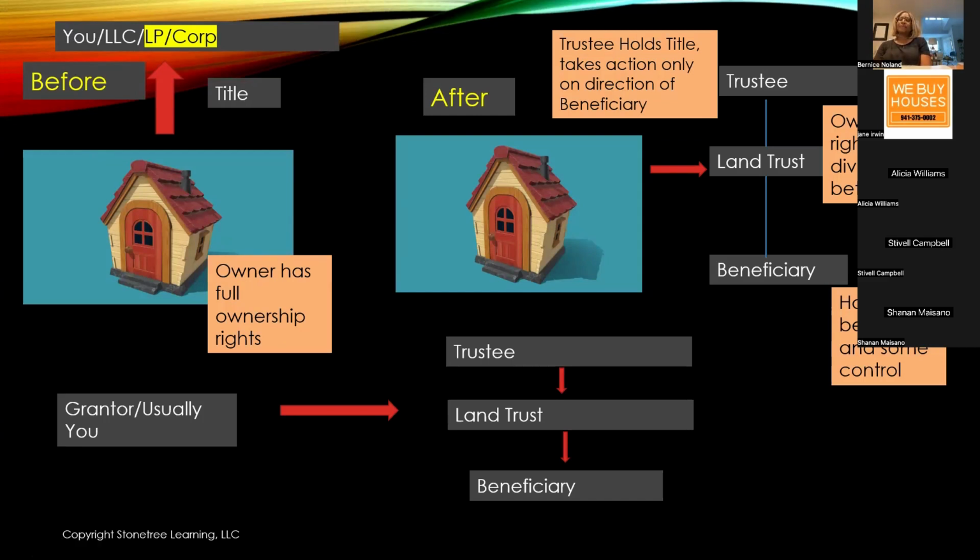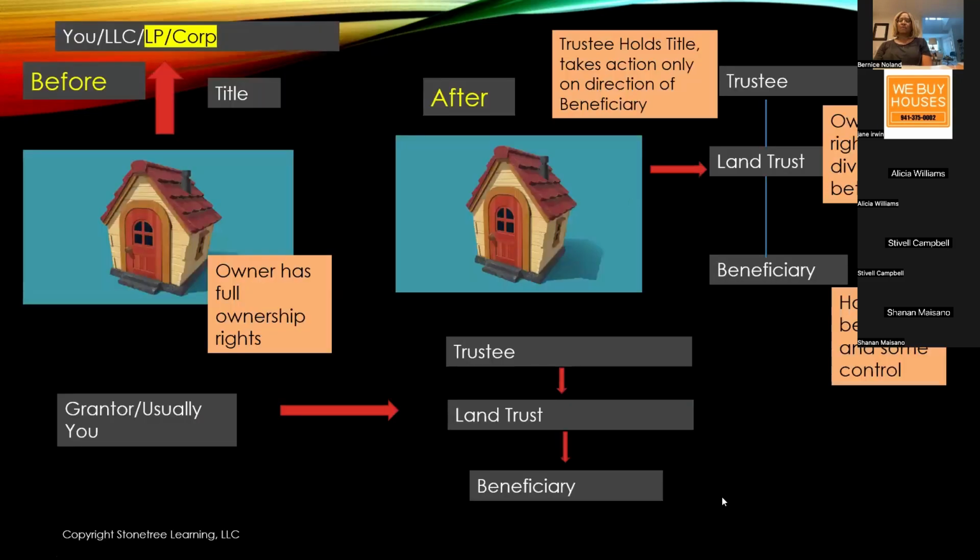All right. So now you're going to put this into a trust. And so the grantor, which is generally you, forms the land trust. The land trust is the key document. The grantor assigns a trustee, and the land trust document is going to say who the beneficiary of the trust is. All right.